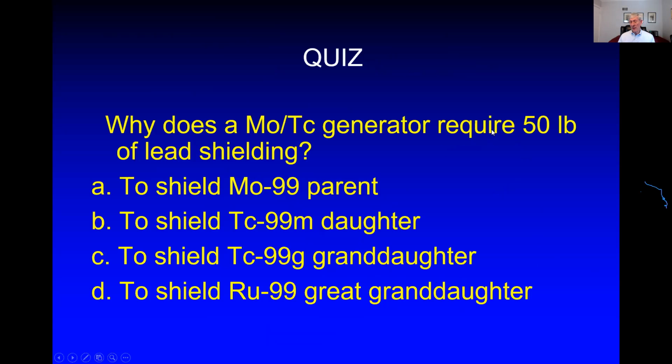So why does a generator weigh 50 pounds? Now, it will shield all of these, but specifically, why do we need 50 pounds of lead? 5 pounds of lead would shield technetium. We wouldn't need 50 pounds. So the answer is choice A. It's to shield the molybdenum parent. The photons from molybdenum are 740 and 780 keV. They are so high that the amount of shielding just for technetium would not be adequate, especially because we have curies in there. And so the real reason we need 50 pounds is to shield the molybdenum parent.